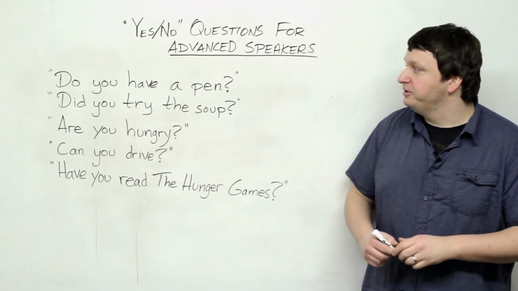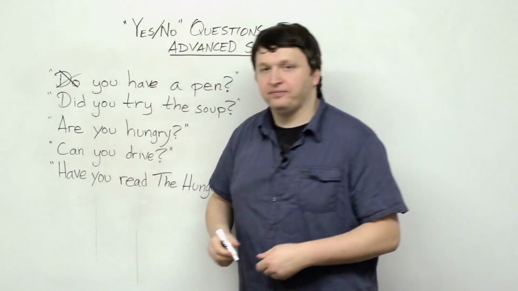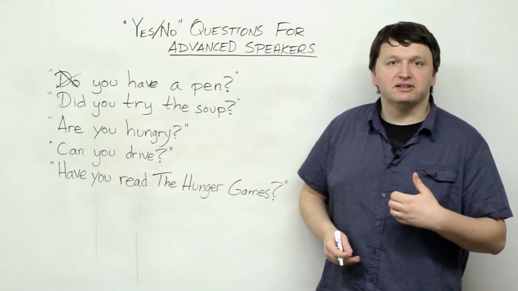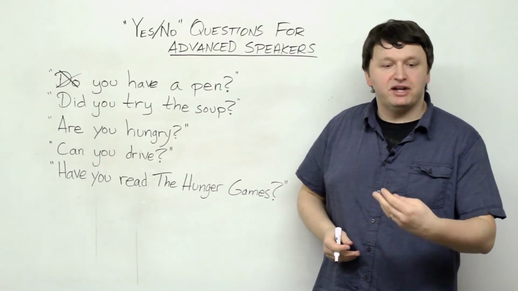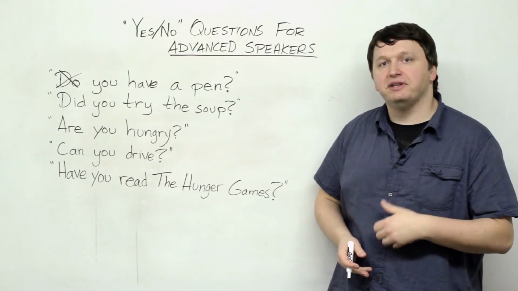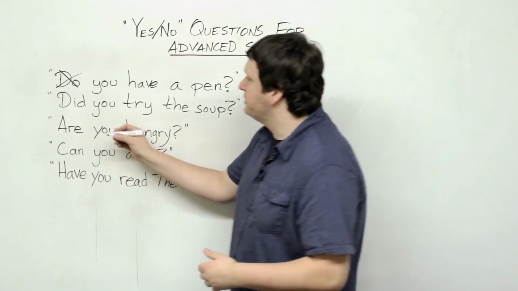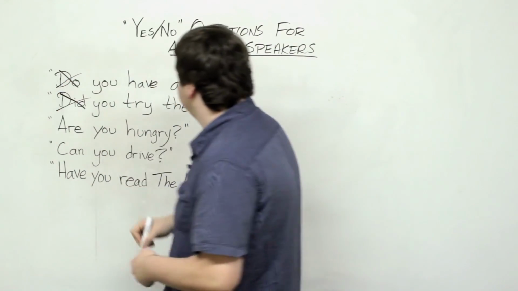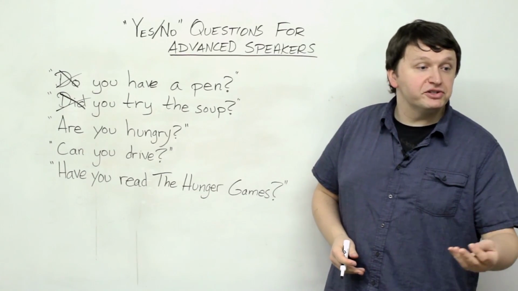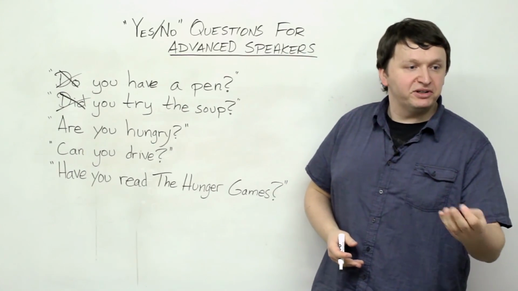So, for example, do you have a pen becomes, you have a pen? Okay, instead of do you have a pen, you have a pen? So this is possible, and this is very common for native speakers. How about did you try the soup? Just remove the auxiliary verb. Hey, you try the soup? Okay, did you try the soup becomes, you try the soup?